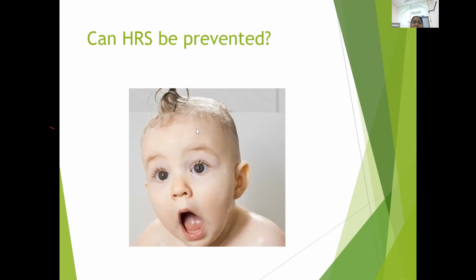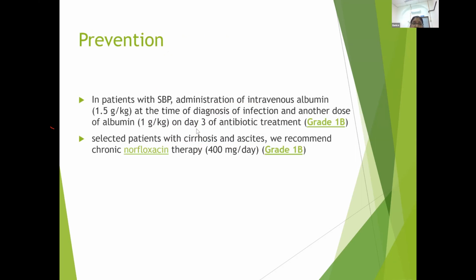Okay. Can hepatorenal syndrome be prevented? Yes. In patients with SBP, administration of intravenous albumin 1.5 gram per kg at the time of diagnosis of infection, and another dose of albumin on day 3, 1 gram per kg, along with antibiotic treatment, can prevent hepatorenal syndrome in the future. In selected patients with cirrhosis and ascites, we recommend chronic norfloxacin therapy as well.